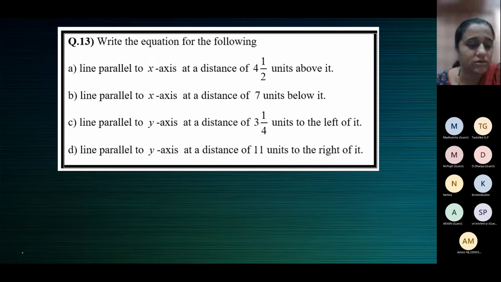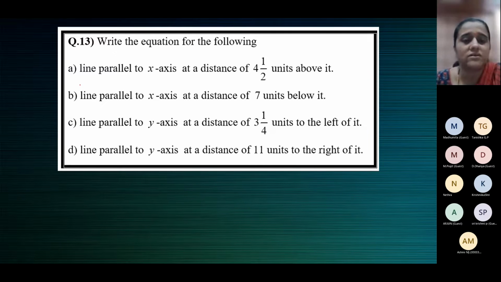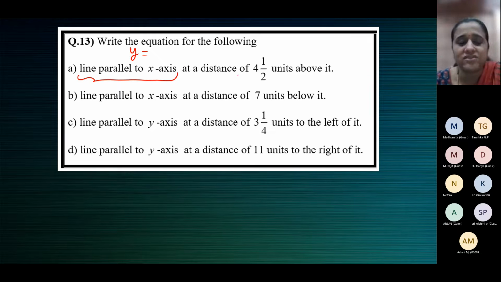So how do you decode this information? Answer whatever I'm asking you, children. Line parallel to the x-axis. So you will start with what? Y, parallel. Very good, that's what I wanted. Line parallel to the x-axis means y is equal to a value at a distance. So it can be a positive value or a negative value.